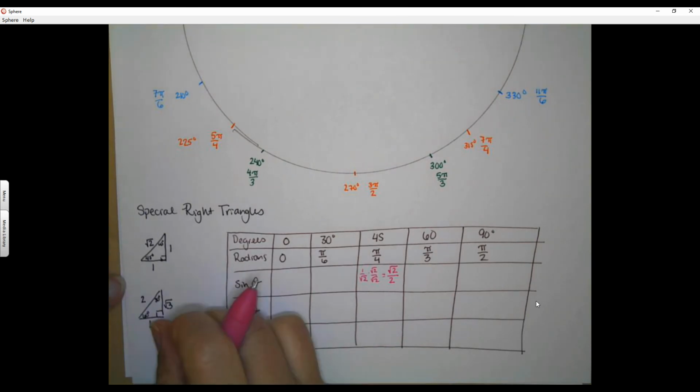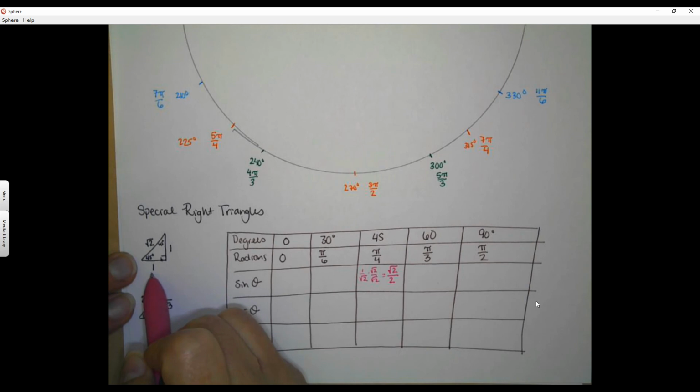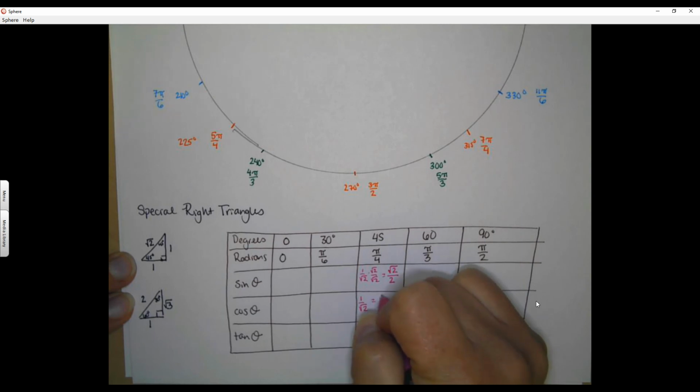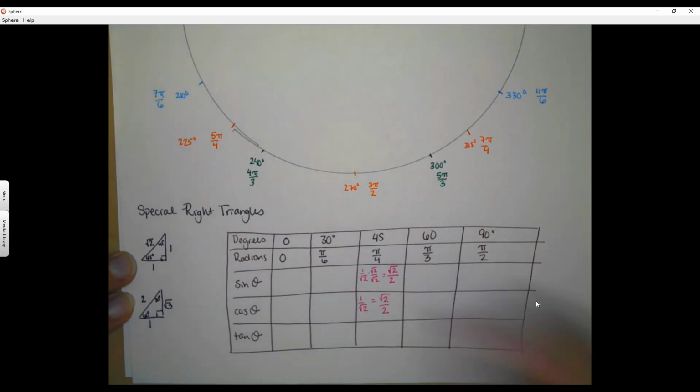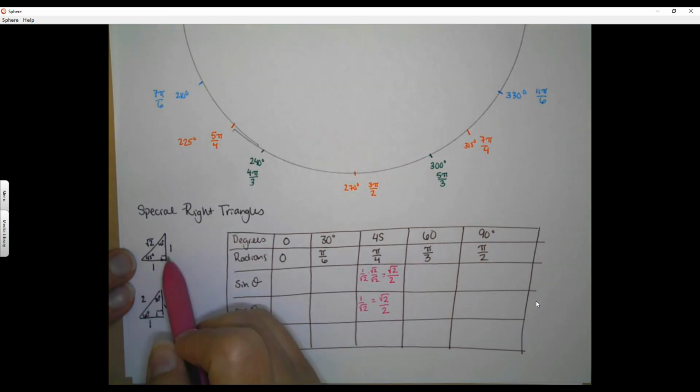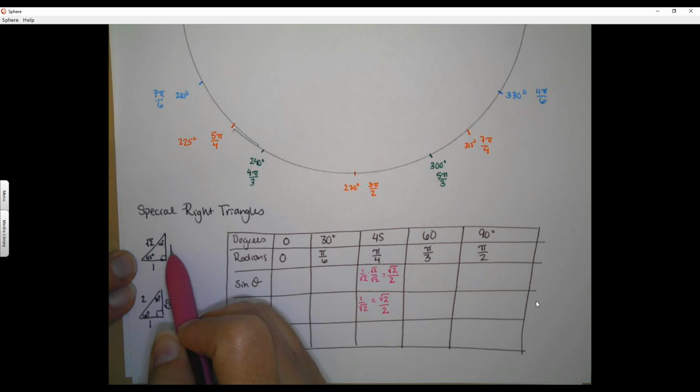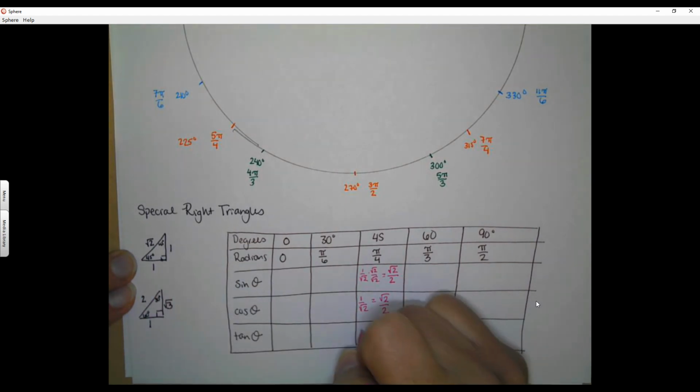Cosine is adjacent over hypotenuse. Well, our adjacent side is 1 over our hypotenuse is square root 2. Okay, and we just saw that's going to give us square root 2 over 2. And tangent is opposite over adjacent. So from our 45 degree angle, our opposite side is 1 over our adjacent side is 1. Well, 1 divided by 1 is 1.